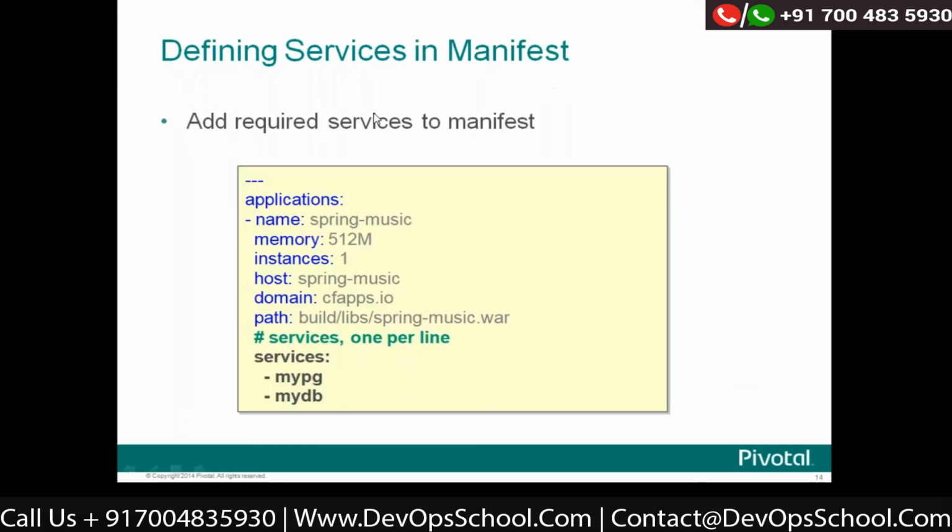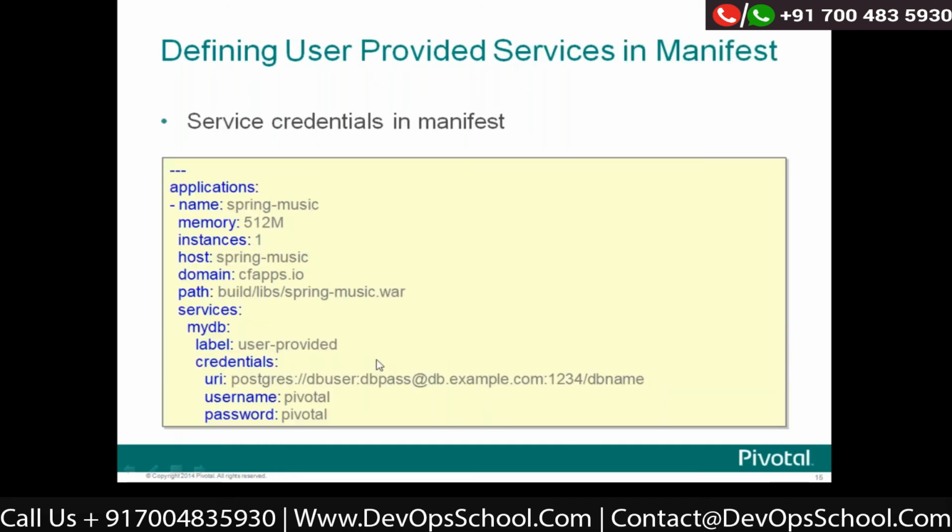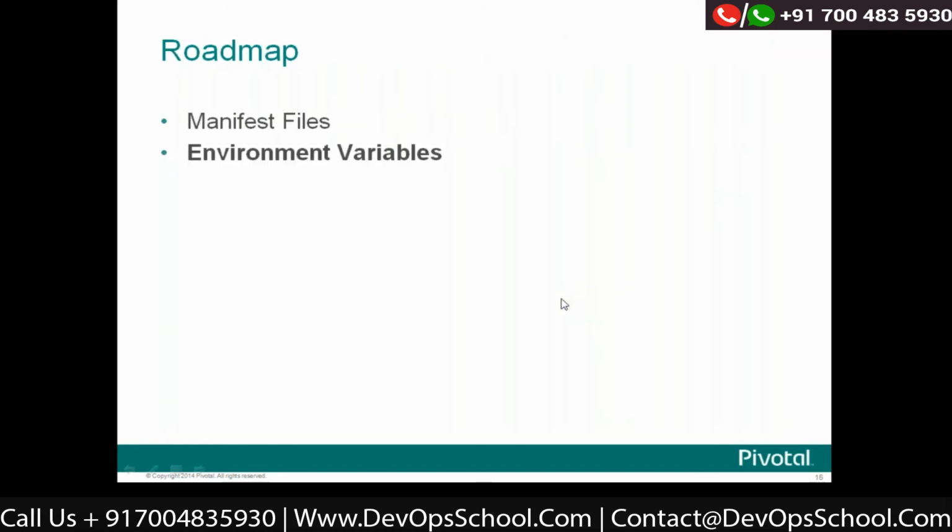So you can actually configure the services that can be bound in services, as I told you. If you have user provided services, you can also configure them like this using credentials. So in a particular service, if you're using credentials, it will assume that it is a user provided service. Okay, this is how you can give. Now you understand about manifest.